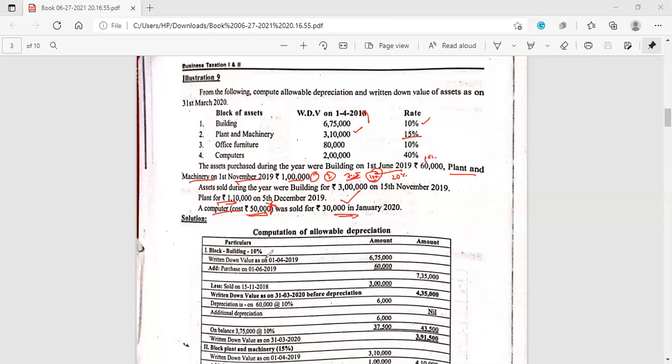First block, building, rate of depreciation is given 10%. Return on value as on 1/4/2019, 6,75,000 we have to take as it is. Then to this we have to add additions made during the year. The additions made during the year were 60,000, right? So 60,000 we have added, and after adding we have got 7,35,000, and from this we have to deduct the sales of 3 lakh, so we'll be getting 4,35,000.